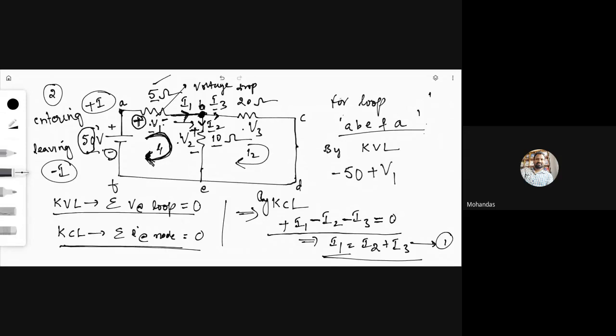Next, you have to move in this direction. So B to A, there is a branch with a 10 ohm resistor. The voltage drop across that 10 ohm resistor is V2. As we are moving in the clockwise direction, it is entering at plus, right? So I have to write plus V2. All voltages are completed, which is equal to 0.